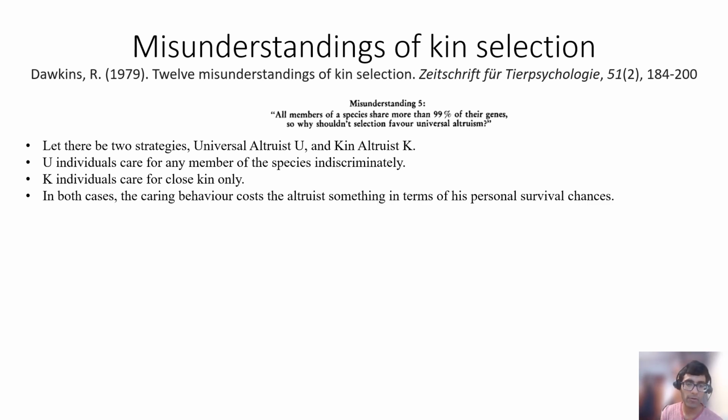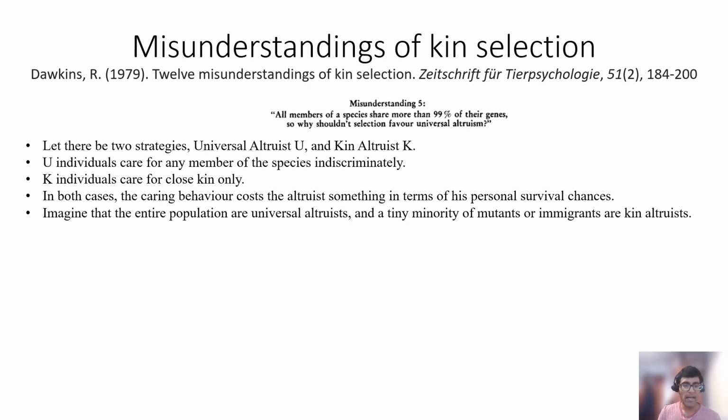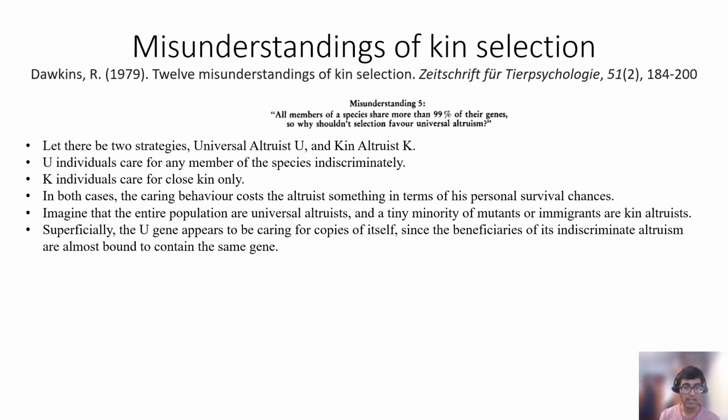In both cases, the caring behaviour will cost the altruist something in terms of their personal survival chances. So now let's imagine that the entire population is made up of universal altruists, and a tiny minority of mutants or immigrants are kin altruists. Superficially, the U gene appears to be caring for copies of itself, since the beneficiaries of its indiscriminate altruism are almost bound to contain the same gene, because the entire population just about is universal altruists. But is it evolutionarily stable against invasion by rare K genes?